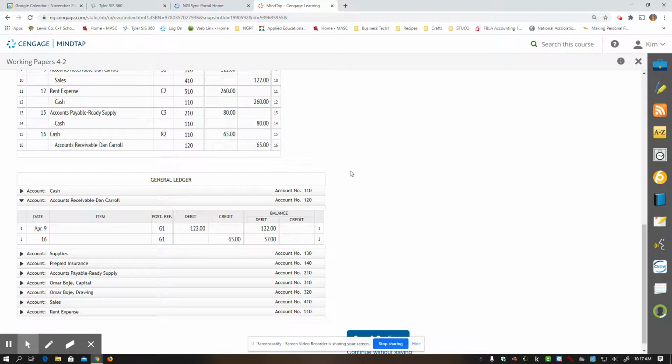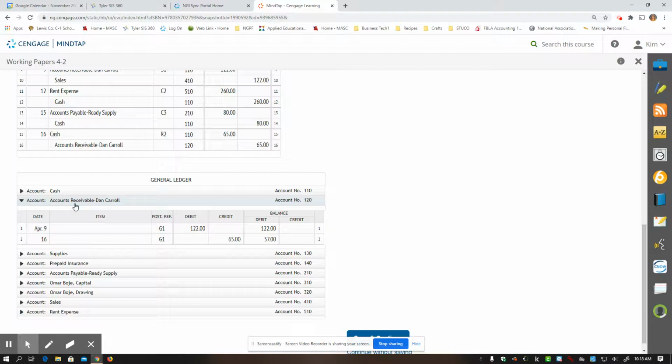I messed up my calculator. What? Press star twice. There you go. Now start again. So press 122, plus 65, and then press the minus.